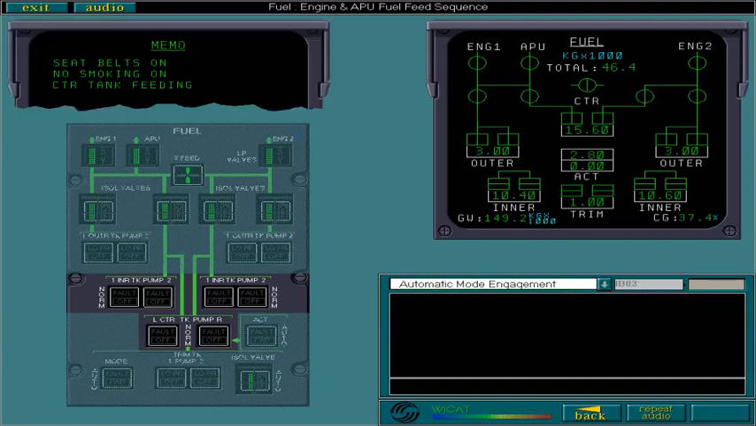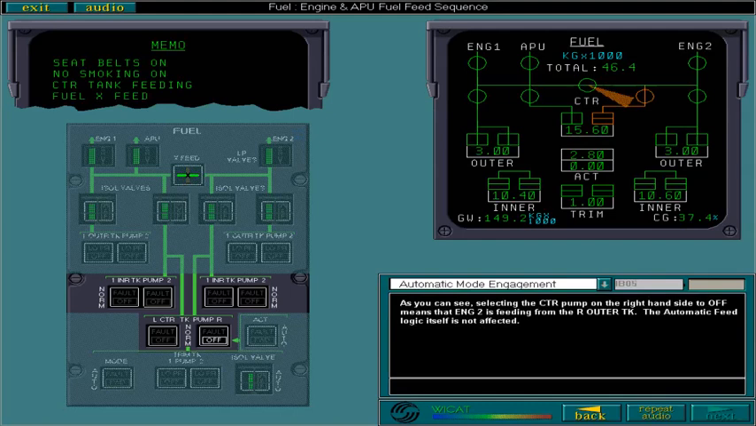In this case, select the right centre tank pump to off. Do this now. As you can see, selecting the centre pump on the right-hand side to off means that engine 2 is feeding from the right outer tank. The automatic feed logic itself is not affected.